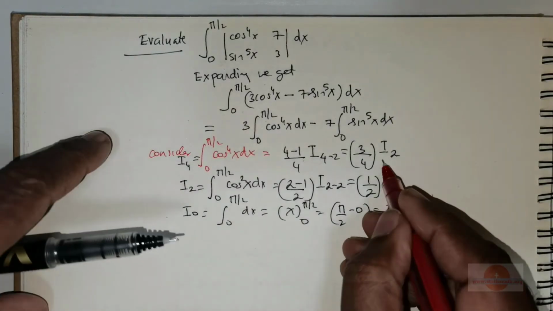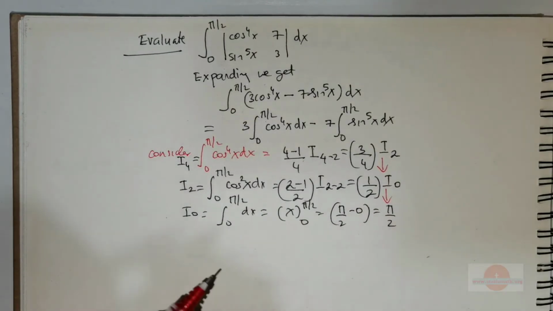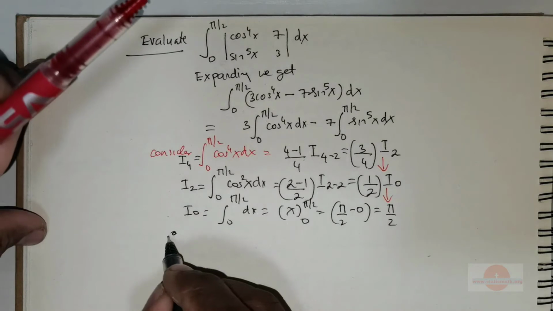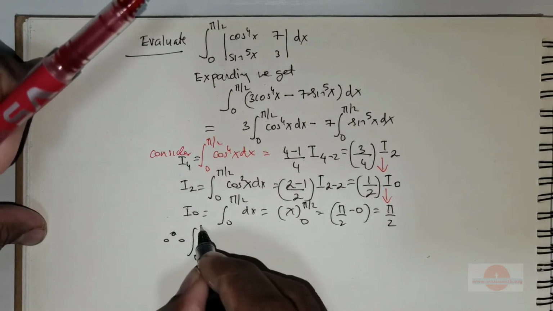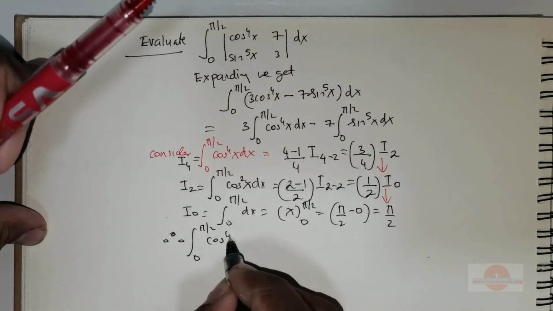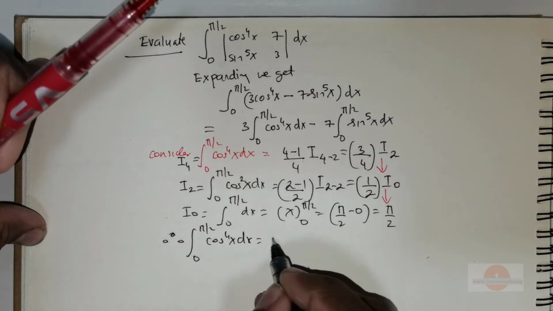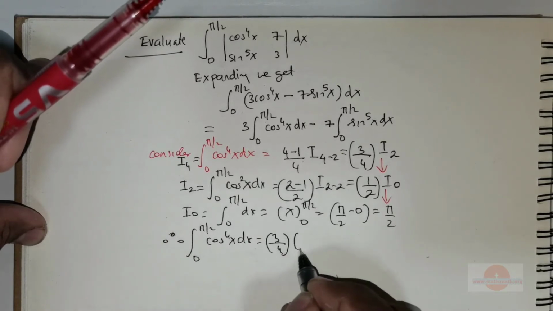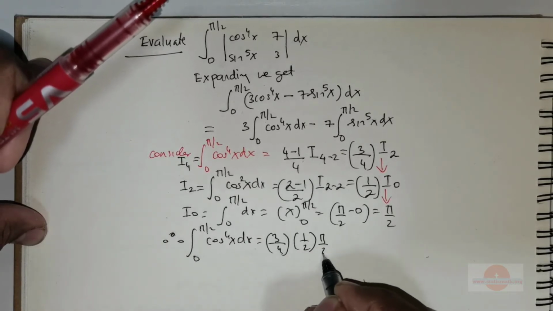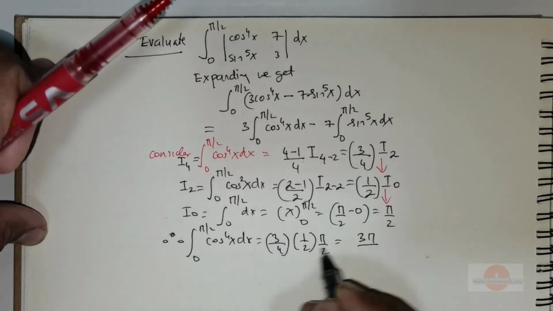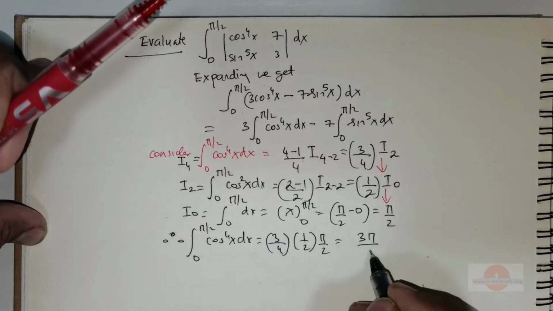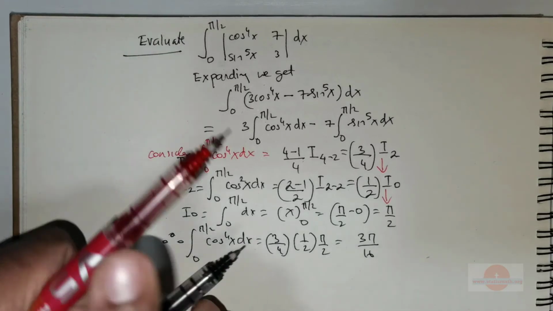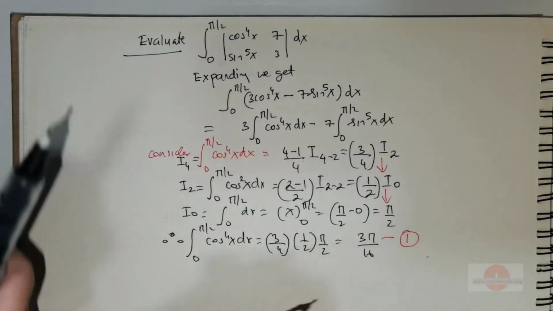Now you have to connect all of these quantities. So connecting all of these quantities, you would see the integral from 0 to pi over 2 of cos^(4x) dx to be 3 over 4 times 1 over 2 times pi over 2, which is 3 pi divided by 4 times 2, 8, 8 times 2 is 16. So you can name this as 1.